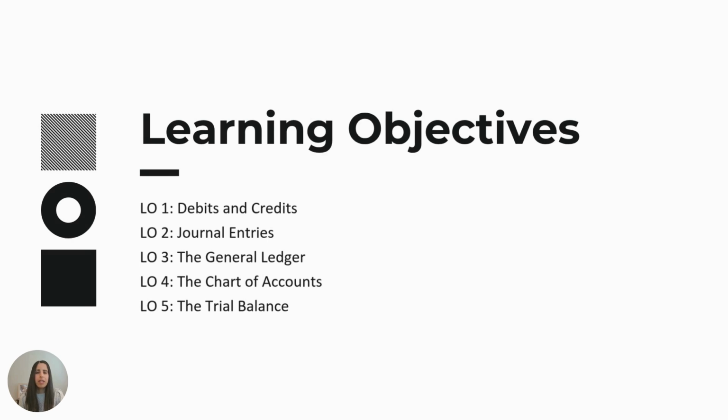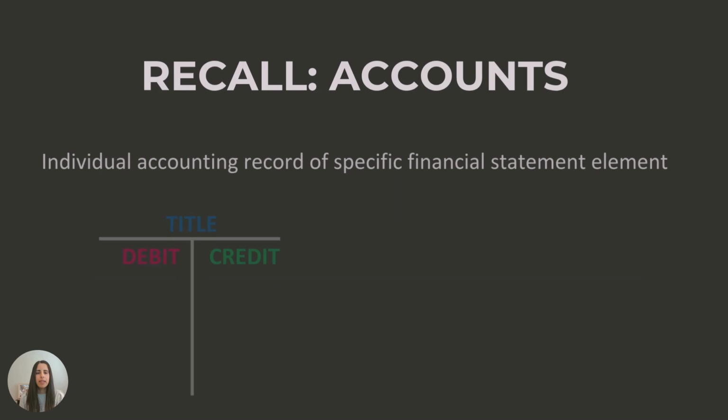So today we're continuing our accounting introduction. We will learn about debits and credits. We will then go into journal entries. We will go over the general ledger and chart of accounts, and then we'll finish off with the trial balance.